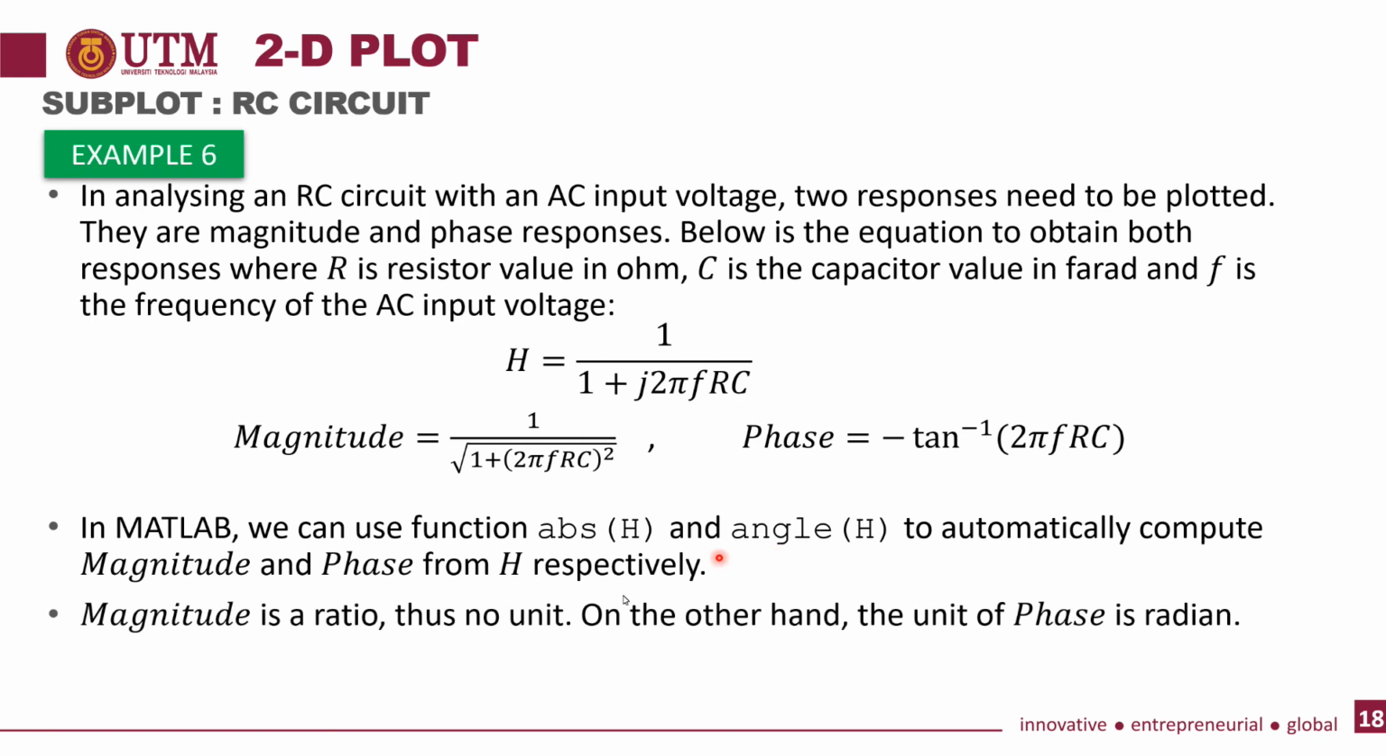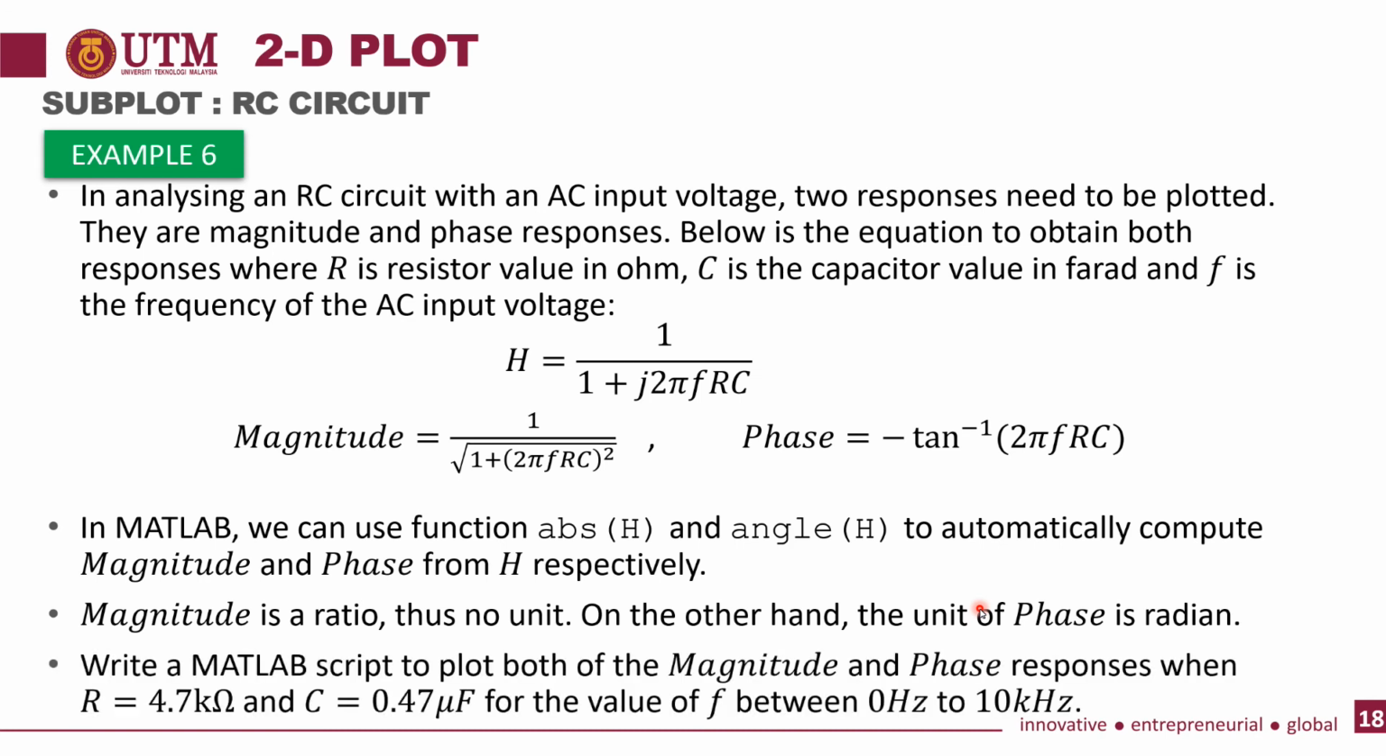Okay, so magnitude is a ratio, thus it has no unit. On the other hand, the unit of phase is radian. The question asks you to write a MATLAB script to plot both the magnitude and phase responses when R equals 4.7 kilo ohm and C equals 0.47 microfarad, for the value of F between 0 to 10 kilohertz. For this example, you can just substitute the value here and then draw it as a function of F. The magnitude and phase are actually the measured variables.